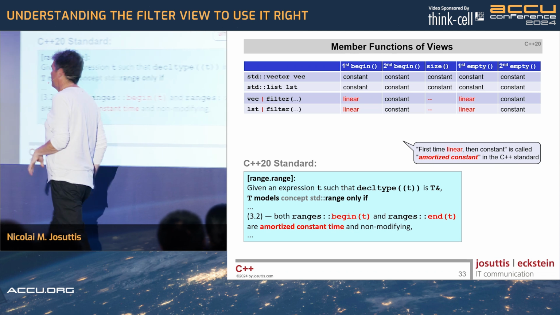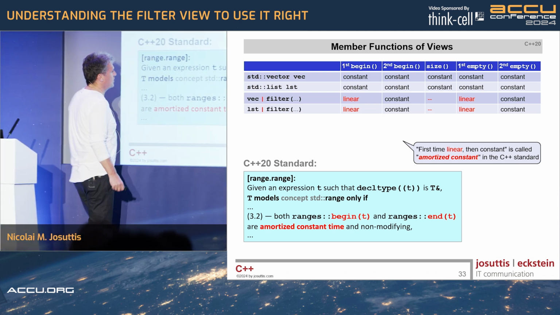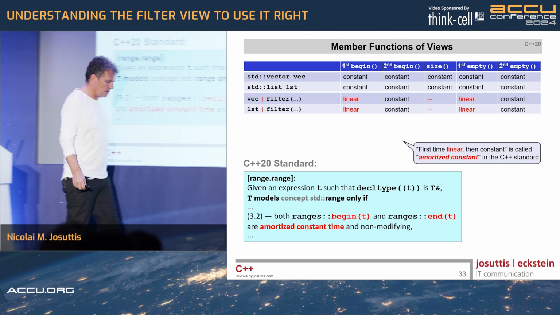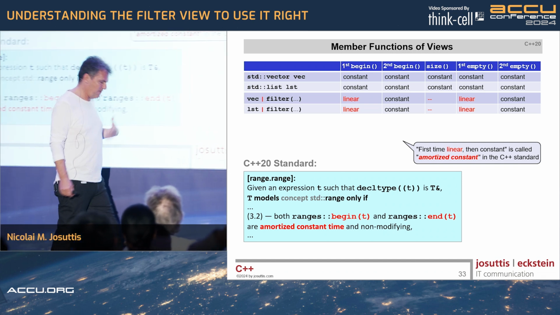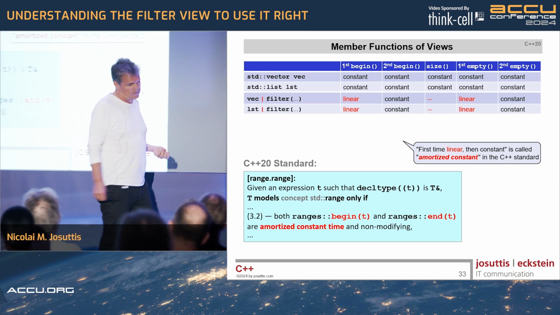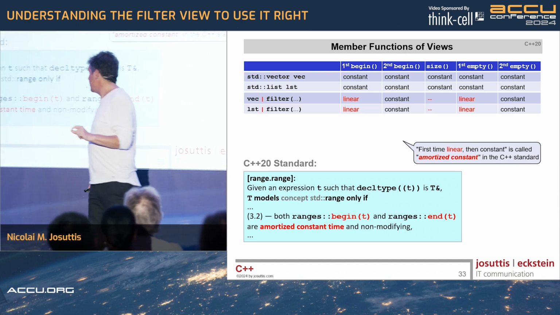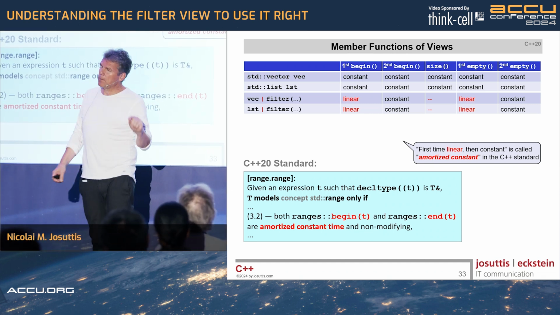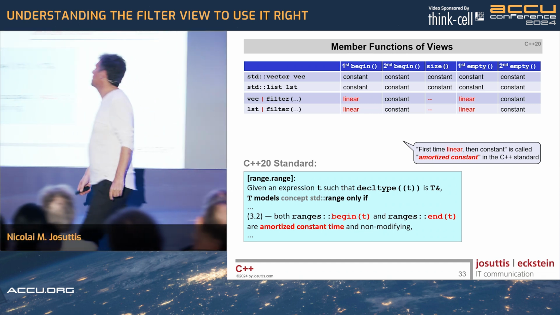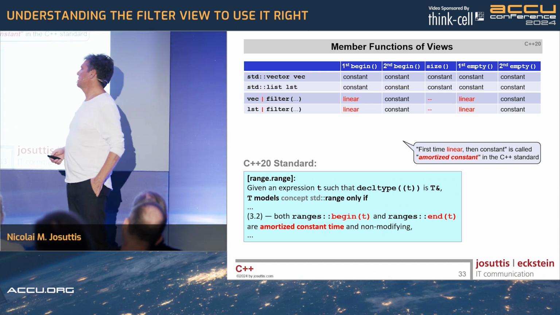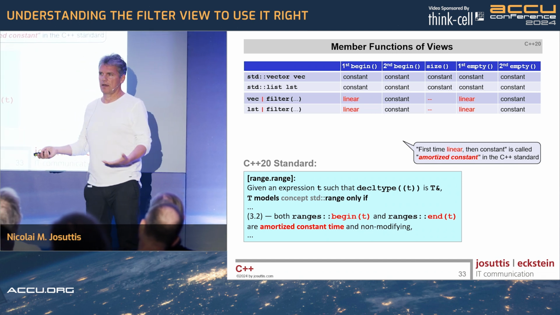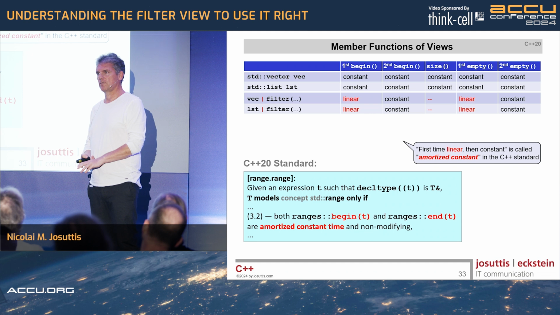So be careful. And by the way, we have a concept for ranges. So that a view is a valid range, we switched just for views to the statement that in a range, the requirement is that both begin and end have amortized constant time. So not constant time, amortized constant. So sometimes it might be expensive.